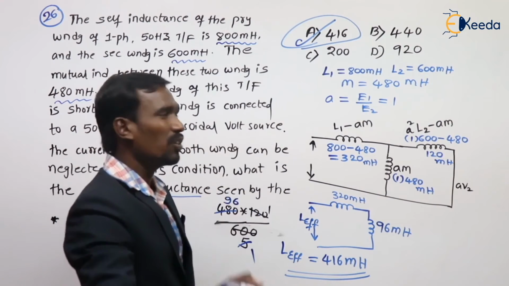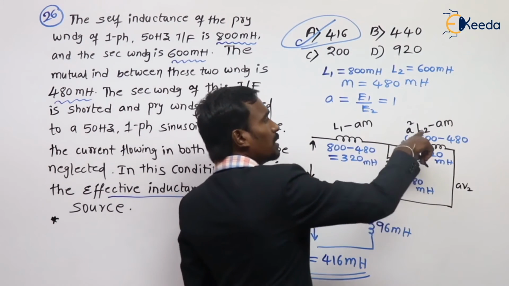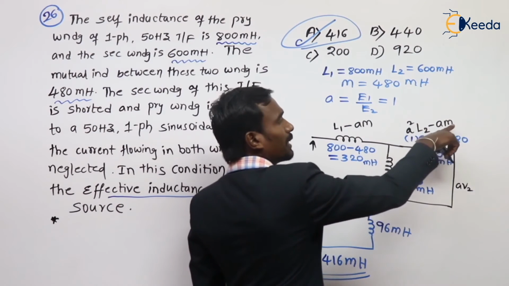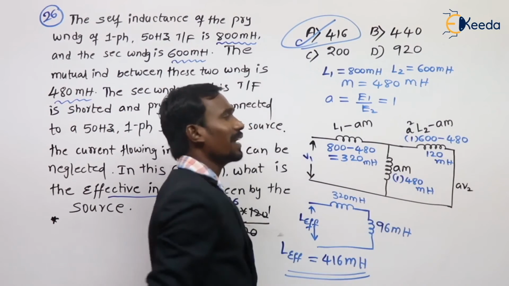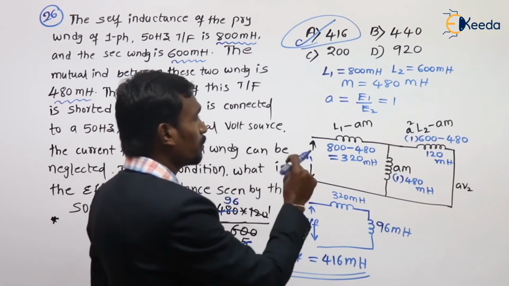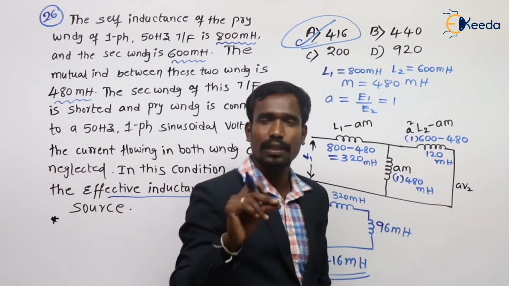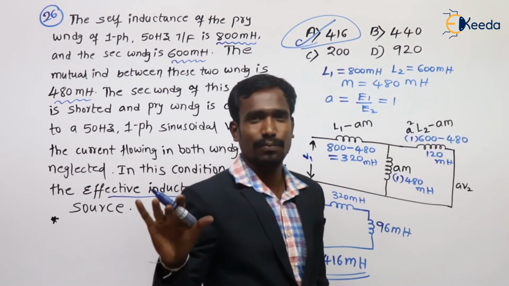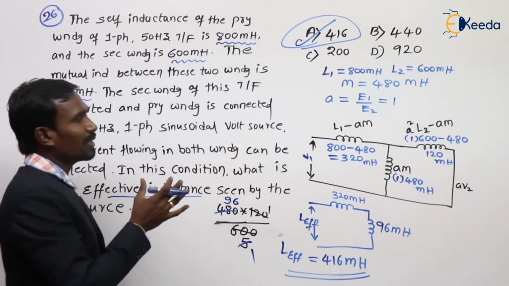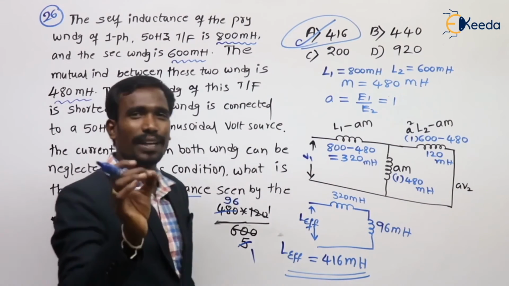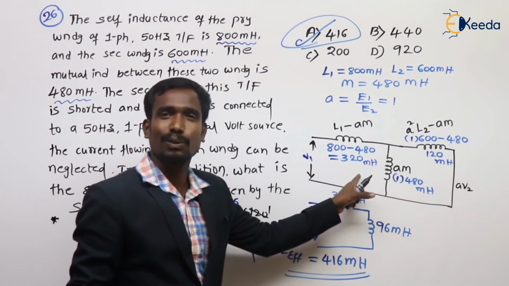Here the thing you have to remember: L1 minus AM, A square into L2 minus AM, and AV2. Here is the V1 and that is the AV2. You should remember these words, 1, 2, 3, 4. Then you can get the answer directly. Is it okay? Understood? The question is very big, but the answer is very simple if you know these words, if you know this circuit.